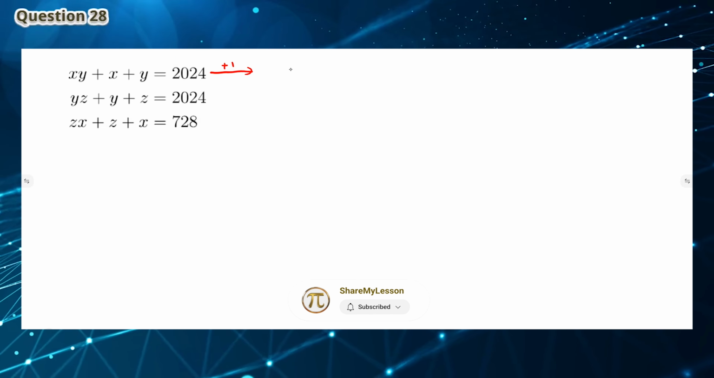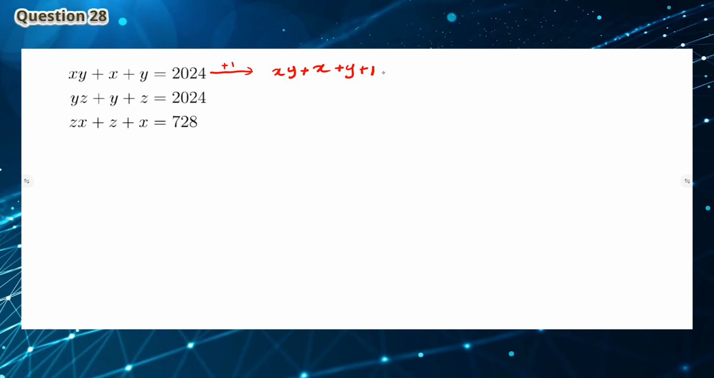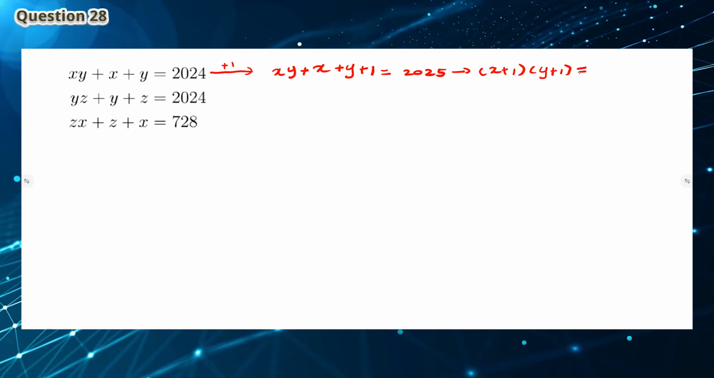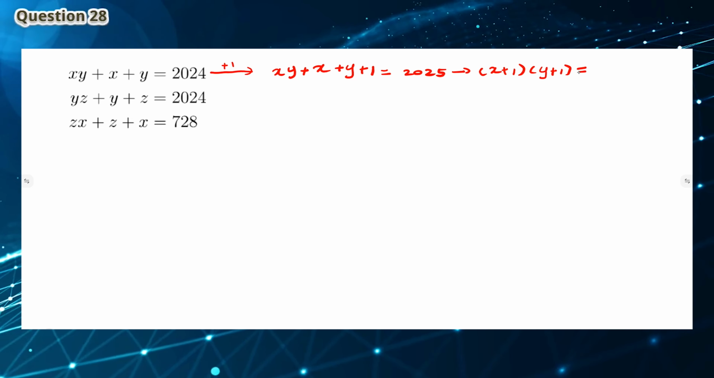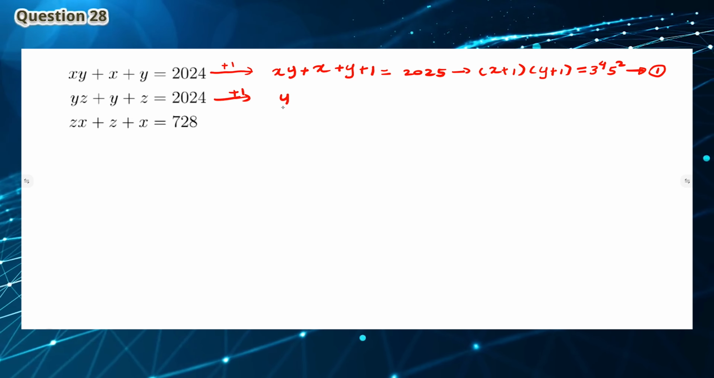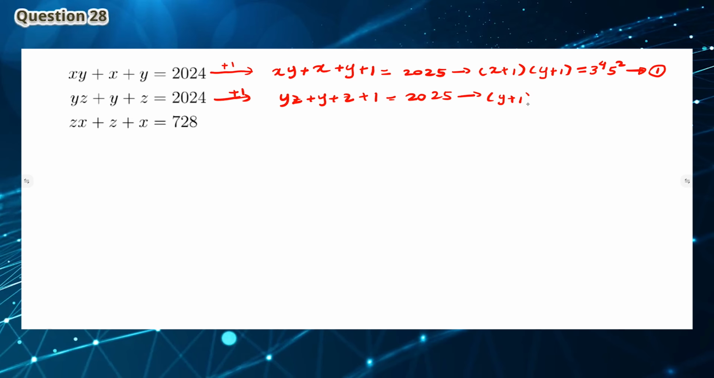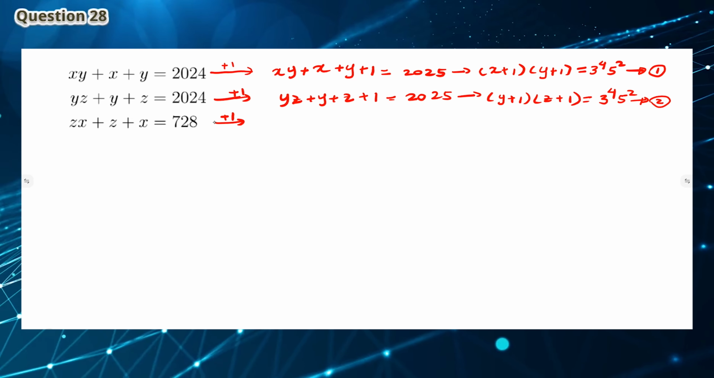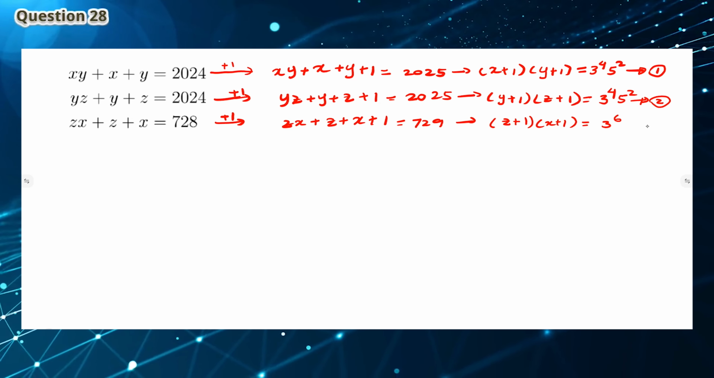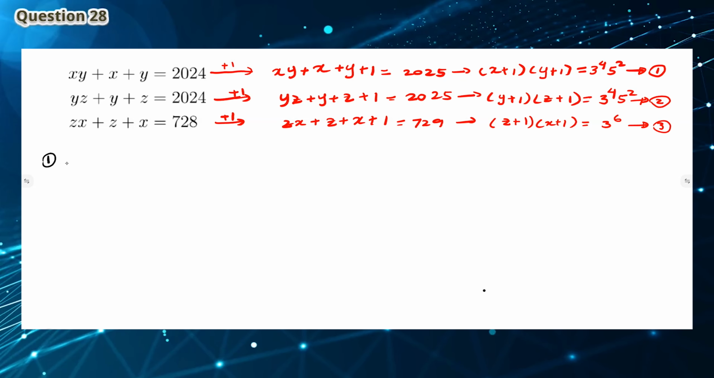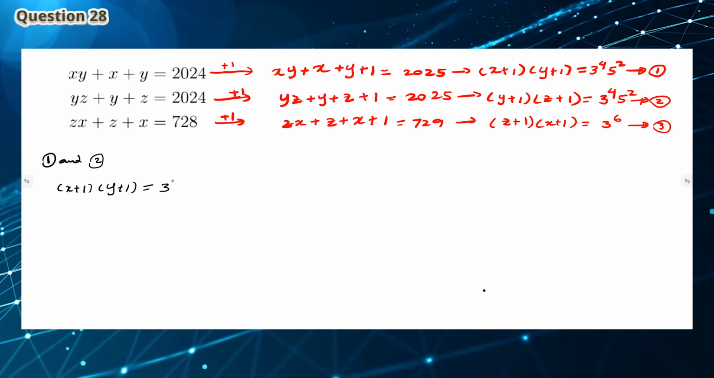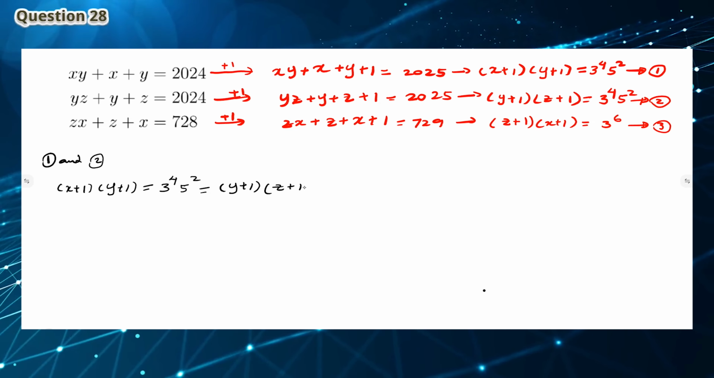First, let's add 1 to each of these equations. We can factorize them as shown. When we add 1, 2025 prime factorized to 3 to the power 4 and 5 squared, while 729 factorizes to 3 to the power 6. From equations 1 and 2, we get that x plus 1 multiplied by y plus 1 is equal to 3 to the power 4 times 5 squared, which is equal to y plus 1 times z plus 1.